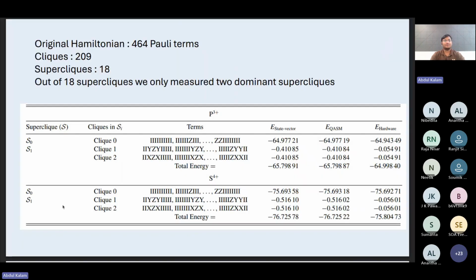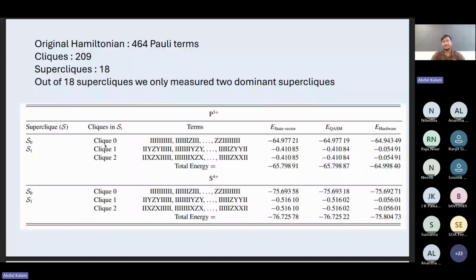And regarding the cliques, for example, the original Hamiltonian we had has 464 Pauli terms, but when we group them in terms of the mutually commuting Pauli terms, the number of cliques formed is 209. And then if two cliques are giving the same amount of energy, we call them super cliques. There are 18 super cliques that we found. So instead of measuring the quantum circuit for each of the 464 Pauli terms, we only measured 18 super cliques. And for the results that I have shown here, we have only measured 2 super cliques, where 3 cliques have been there.